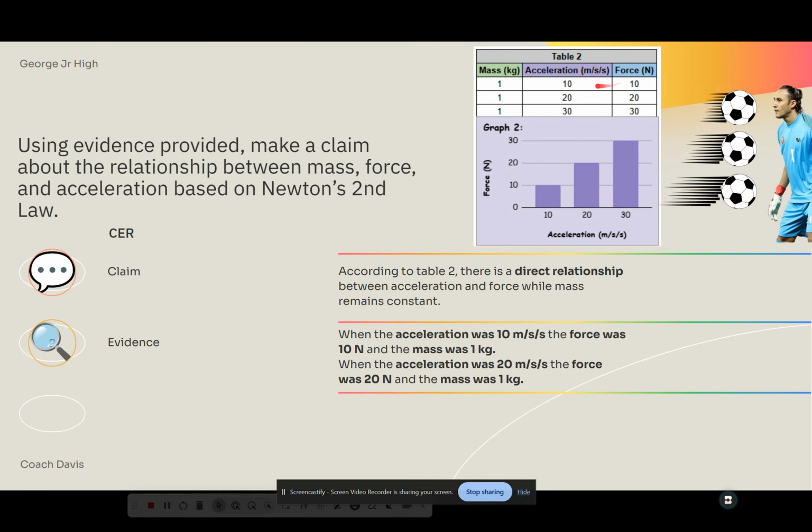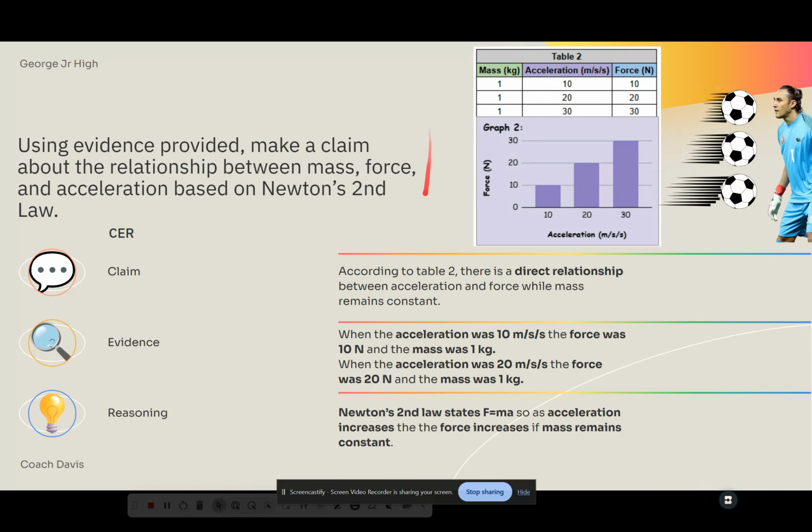Let's pick one more. How about the one right below it? When the acceleration was 20 meters per second, the force was 20 newtons, and the mass was 1 kilogram. So I've explained two pieces of data, here and here. All right, but why did I include that? That's the next part, reasoning.